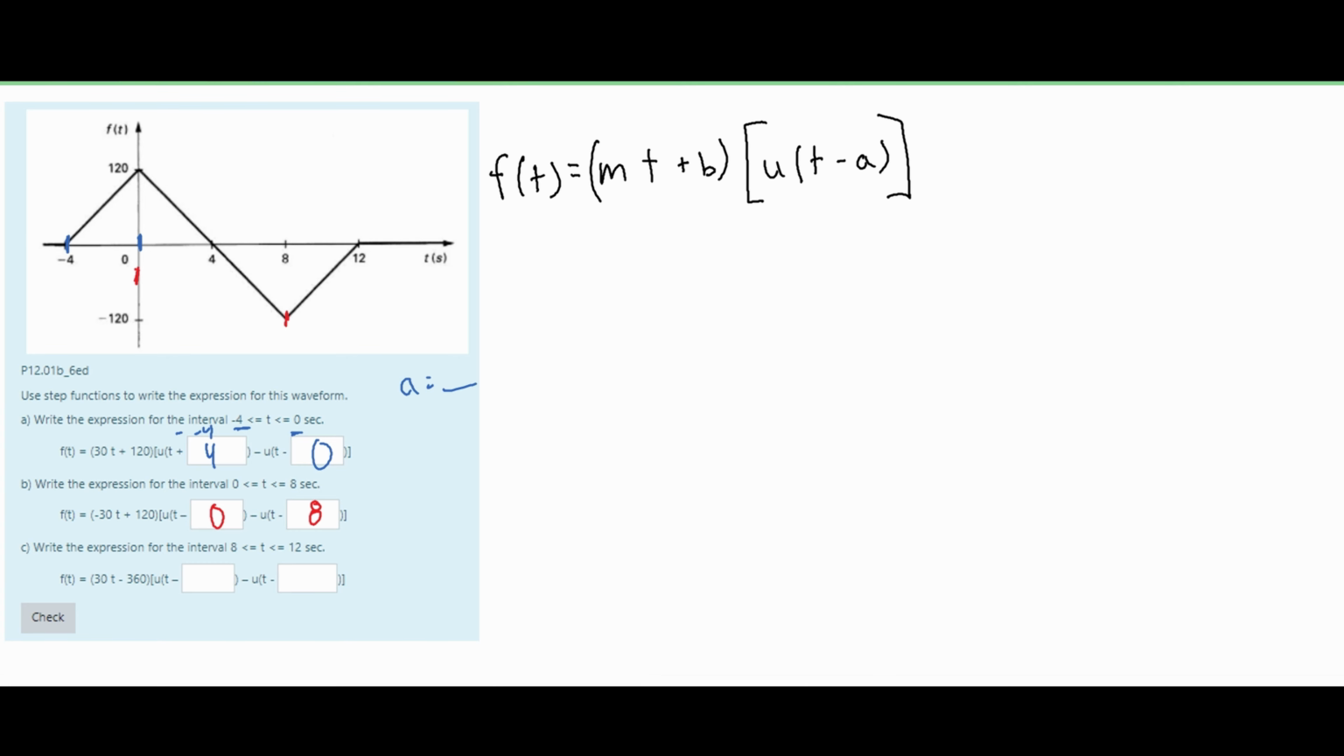And next we have the expression for the interval 8 and 12. So we're going to start from 8 here, and then we're going to go to 12. And then we're just going to plug these values in. And that is how we would solve this problem.